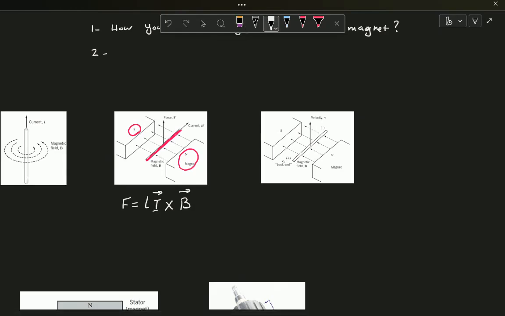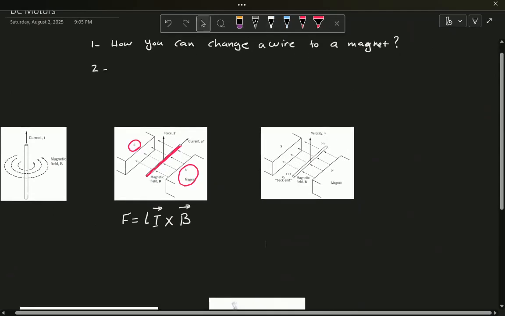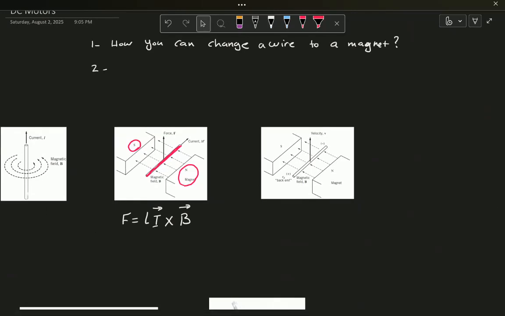Okay? So the second rule is basically how a magnetic field and a wire that carries a current will interact with each other. They're going to apply some force on each other.